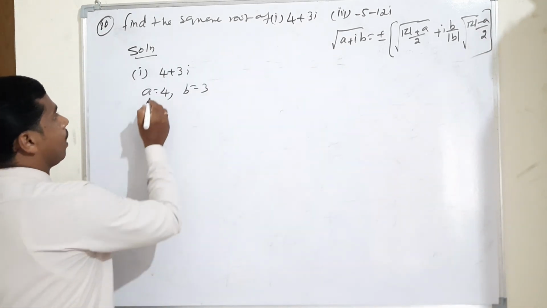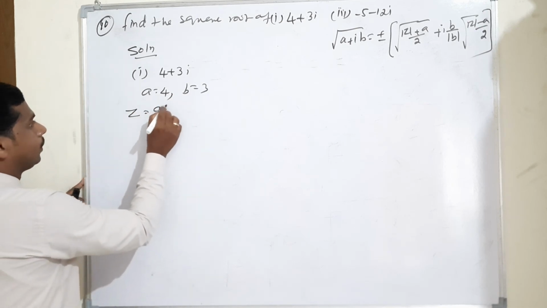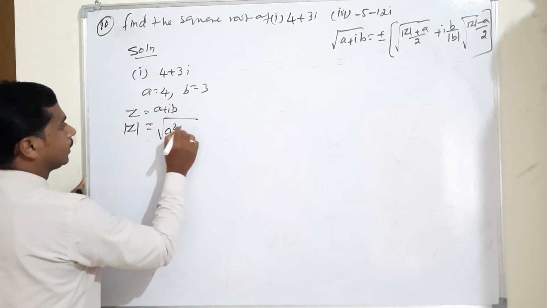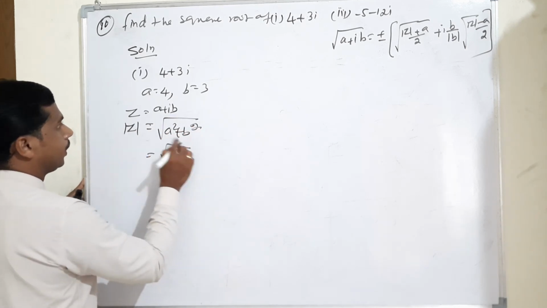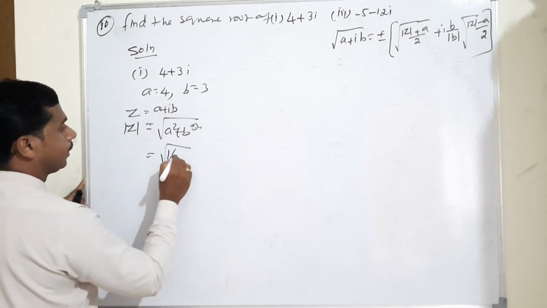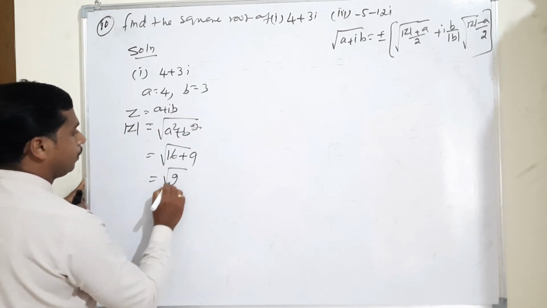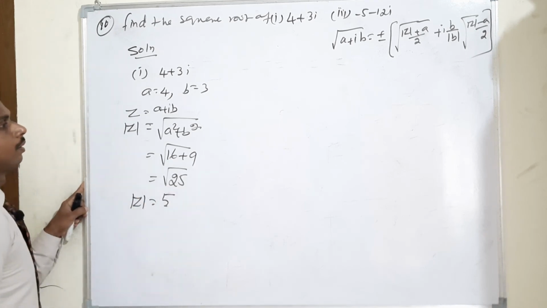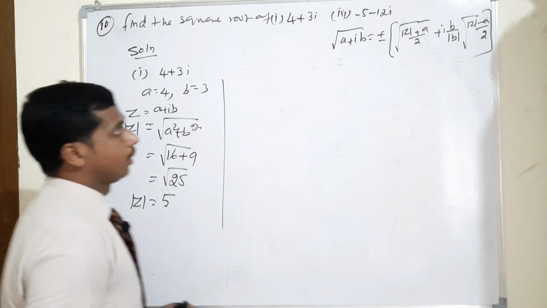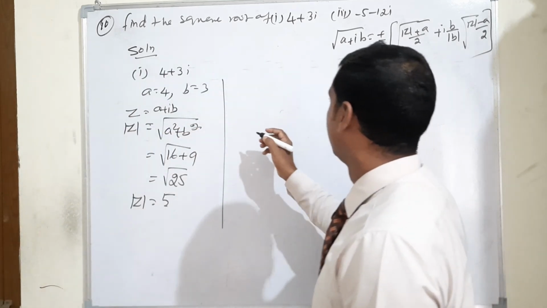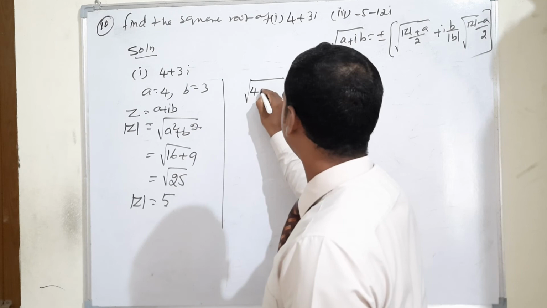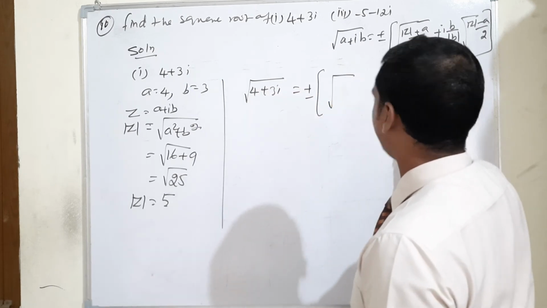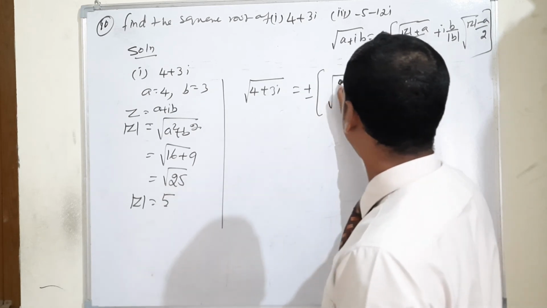So now consider z is equal to a plus ib. What is the meaning of modulus z? Square root of a square plus b square. Then a square is 4 square, which means 16, and 3 square means 9. So the value will be root of 25. Therefore modulus z is equal to 5. So modulus z is equal to 5, now apply the formula. So root of 4 plus 3i is equal to plus or minus square root of modulus z, whose value will be 5.